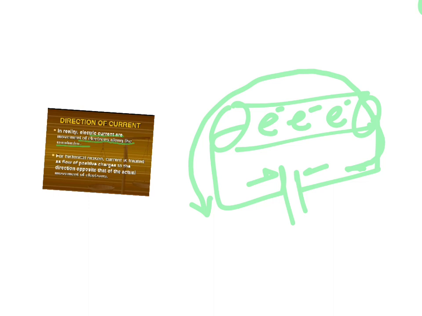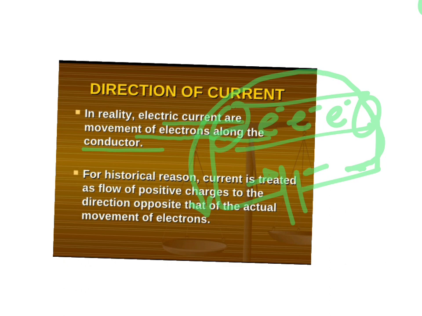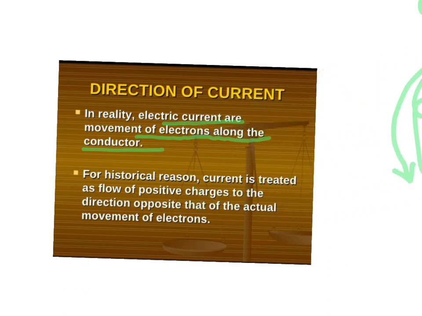Earlier it was believed that the current was created because of the flow of positive charges from the positive end of the conductor to the negative end. But today we know that electric current flows because of the flow of electrons, which are negative charges. They flow from the negative end of the conductor to the positive end. But since historically we have been showing the current as flow of positive charges, we still continue with that convention. Whenever we show the flow of the charges, we show a direction from positive to negative.